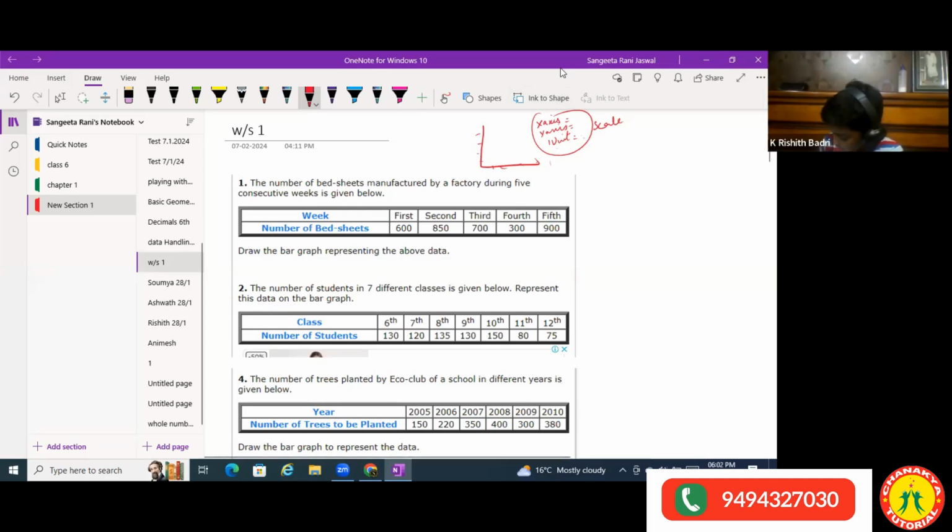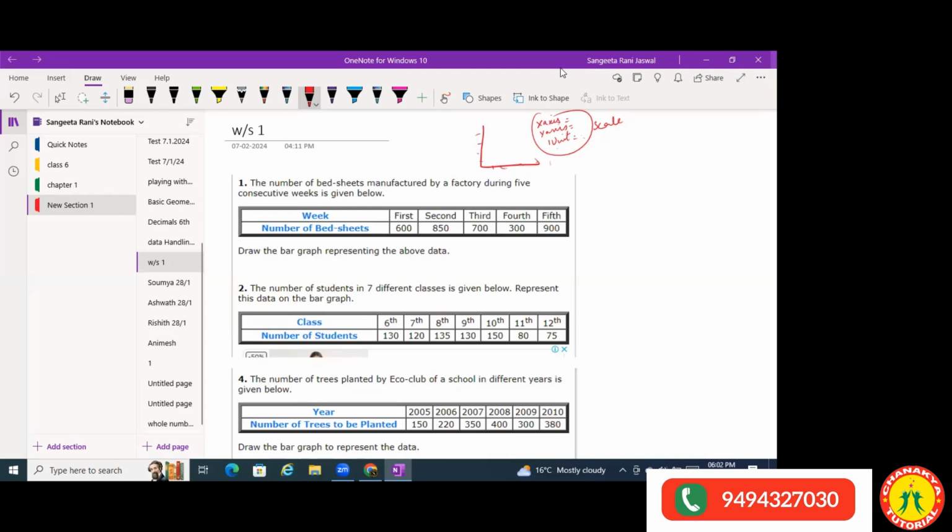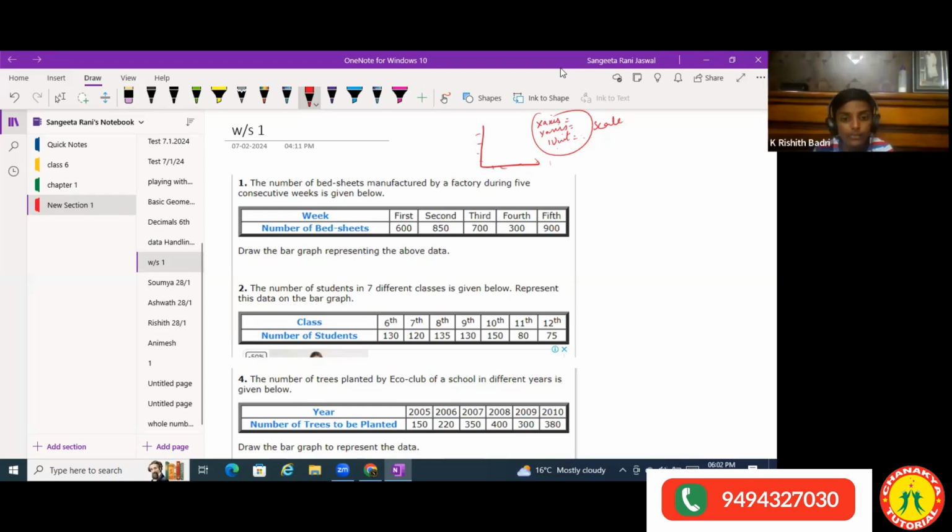I directly wrote it as 100, 200, 300. And 1, 2, 3, 4 is the number of weeks, no? First week, second week, third week. So please write here on x-axis. Ma'am, first week, second week, and third week, I wrote it down, ma'am.